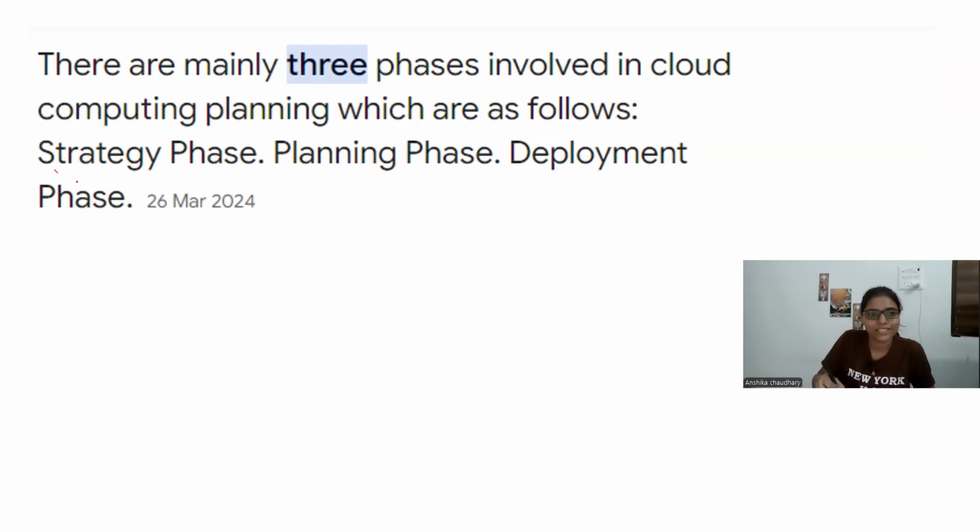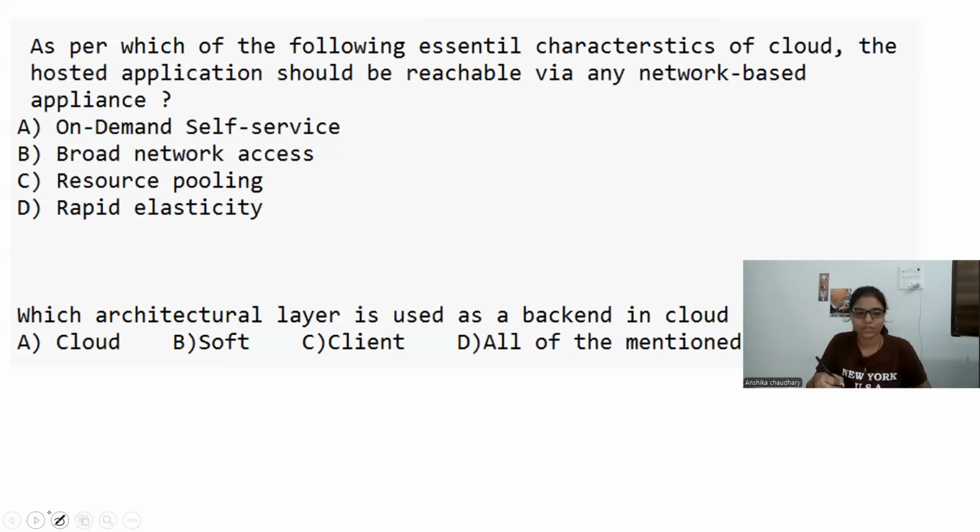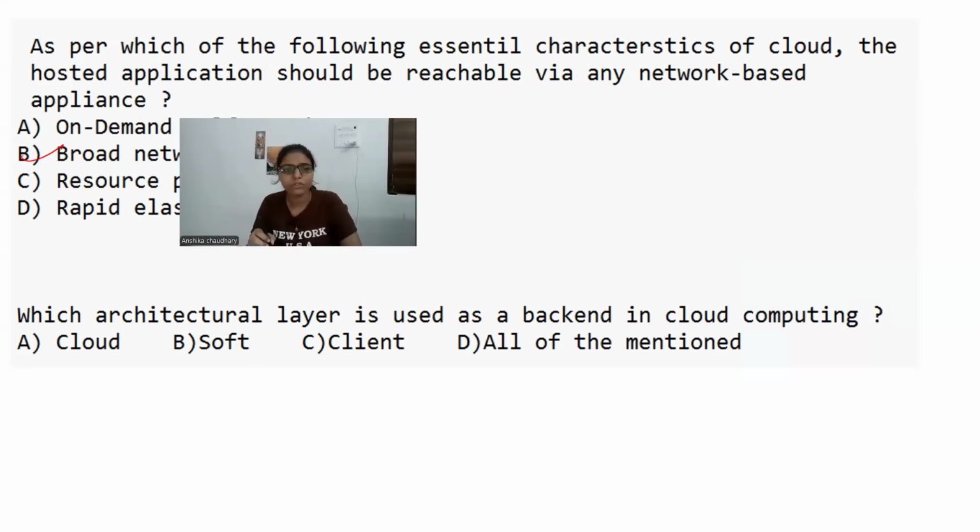Planning, which are as follows: strategy phase, planning phase, and deployment phase will be the correct answer. All right, let's move on to the next. As for which of the following essential characteristics of cloud, the hosted application should be reachable via any network-based appliances. So broad network access is helpful for doing so. That it should be reachable via any network appliances. Let's move on to next.